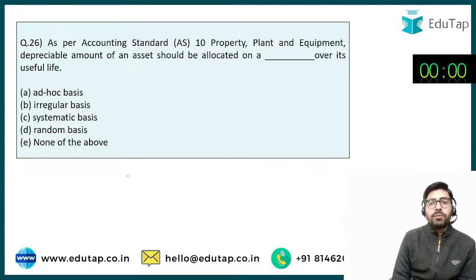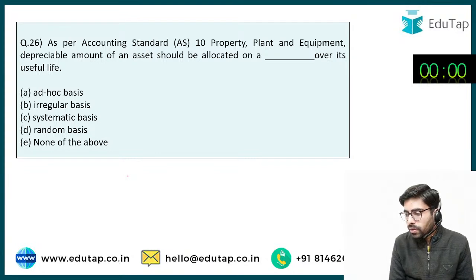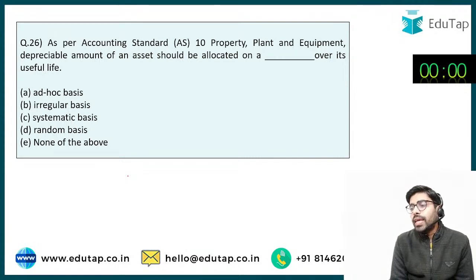Next question. As per accounting standard 10, property, plant and equipment, depreciable amount of an asset should be allocated on a dash basis over its useful life. ROE is basically your EBIT upon capital employed.